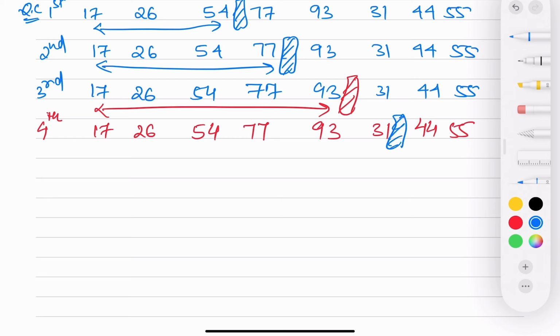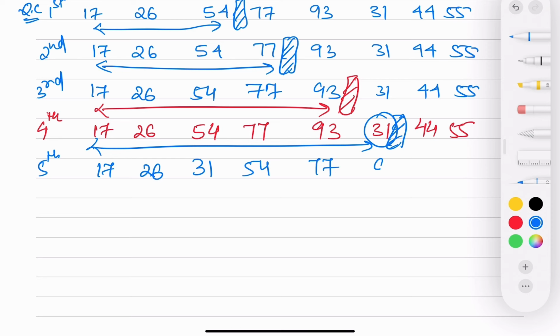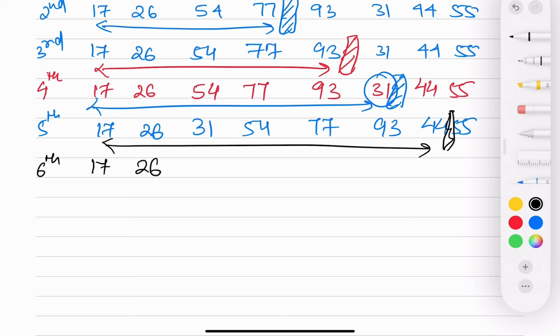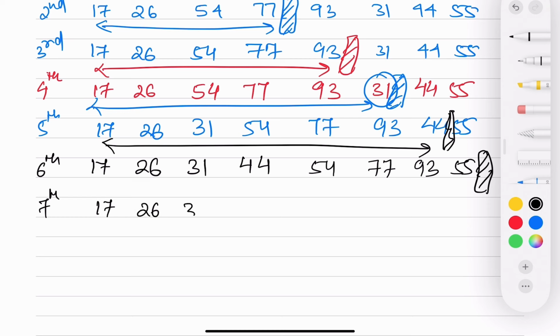Now you will see a change. 17, 26, 31 is there, so 31 will come here: 54, 77, 93, 44, 55. Then again put the slider after 44 and do it. Sixth iteration: 17, 26, 31, 44, 54, 77, 93, 55. Now put the slider after the last element, and you will get it. Seventh iteration: 17, 26, 31, 44, 54, 55, 77, 93.